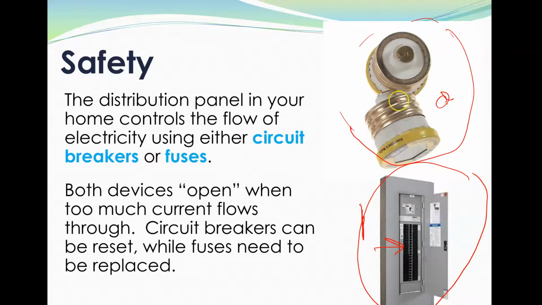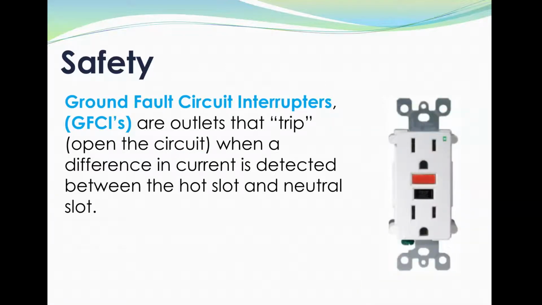There's fuse boxes that contain these, like they look like little mini light bulbs. And then you have what is known as a ground fault circuit interrupter, GFCI, and these are basically outlets that trip. They open the circuit when a difference in current is detected between the hot slot and the neutral slot, okay?